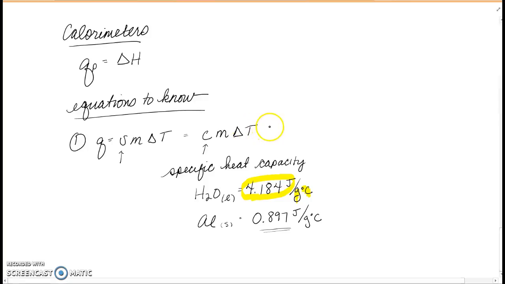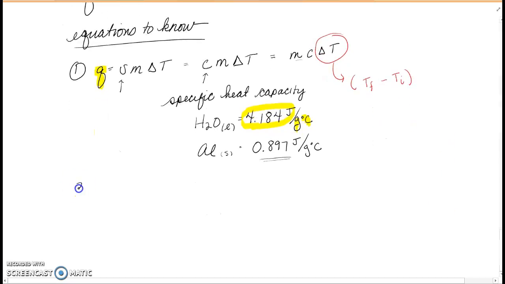So back to this, C M delta T. Some people like to remember it as M C delta T, whatever you like. But one thing that is important to know is that delta T is always defined to be T final minus T initial. And that's important for you to understand, that we always do final temperature minus initial temperature. It allows all those signs that we have talked about before, the pluses and minuses, to be accurate for Q. So that's one of the equations that we need to know.